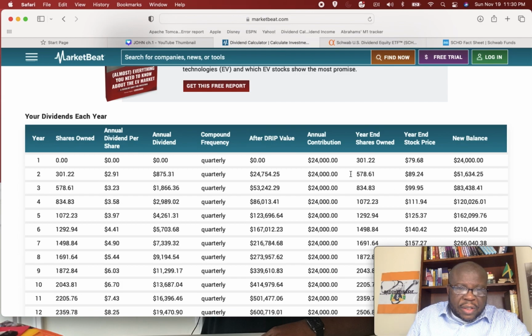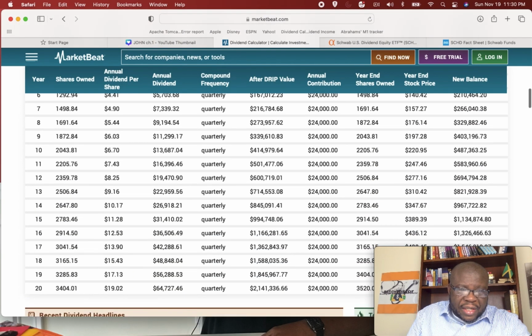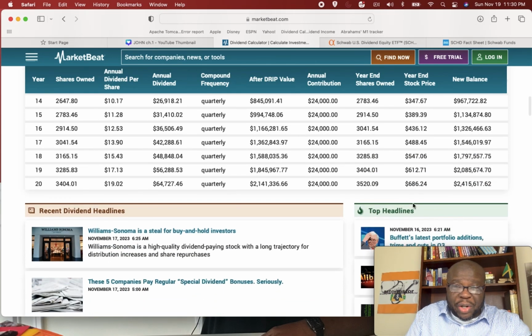After 5 years, you're getting $4,000 in dividends. After 10 years, $13,000 in dividends. After 15 years, $31,000 in dividends. And after 20 years, $64,000 in dividends. That's pretty much $5,000 a month in dividends, and your portfolio value would have grown to almost $2.5 million. So these numbers get very exciting when you become very deliberate and intentional.